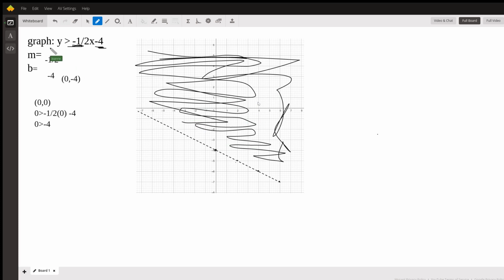So if you were asked to graph this, the boundary line is dotted because it's greater than, not equal to, and then you would shade in this area, which I'm doing the best I can with this tool here, and that would be the solution to your problem.